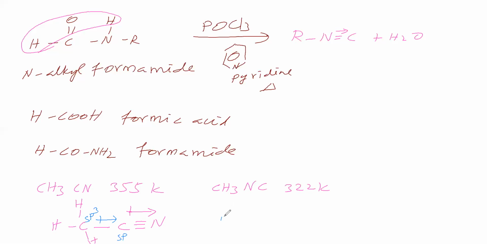Now we will see isocyanide and its dipole moment. The dipole moment for this bond is like this, and for this bond is like this. So the dipole moments cancel to some extent, therefore the net dipole moment is low. A low net dipole moment means low polarity, therefore lesser intermolecular force of attraction. So the boiling point is low compared to cyanide.